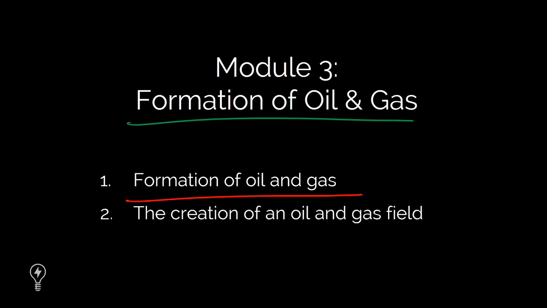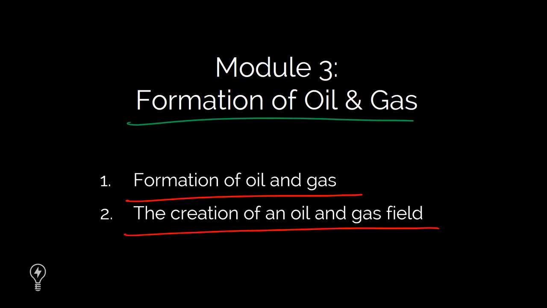Our second area, we'll look at the creation of an oil and gas field, and here we'll look at the three essential components to creating an oil and gas field. First, the existence of a source rock. Second, a migration pathway. And third, a trap or seal to prevent oil and gas from escaping to the surface.